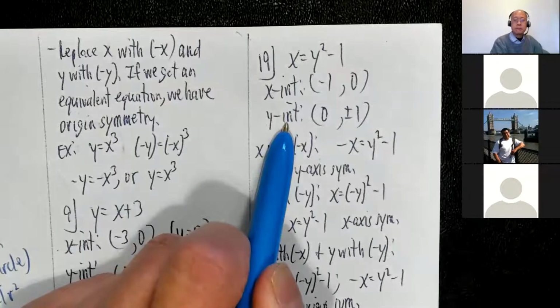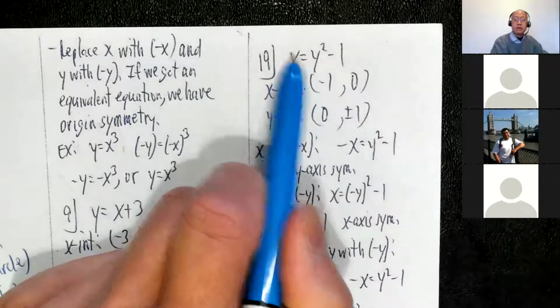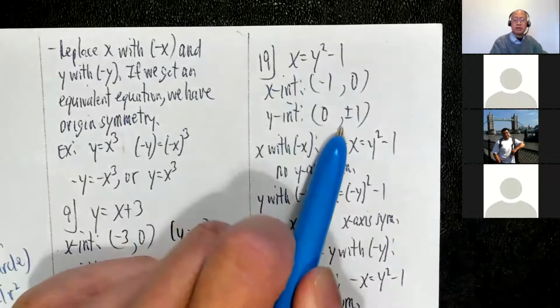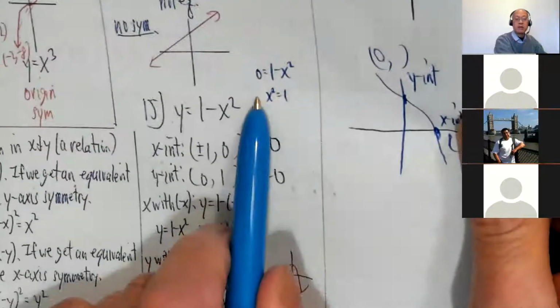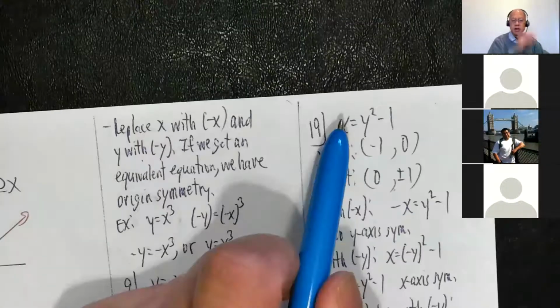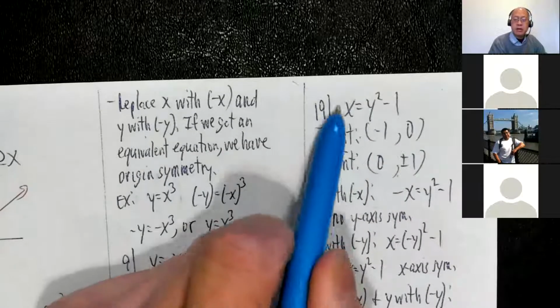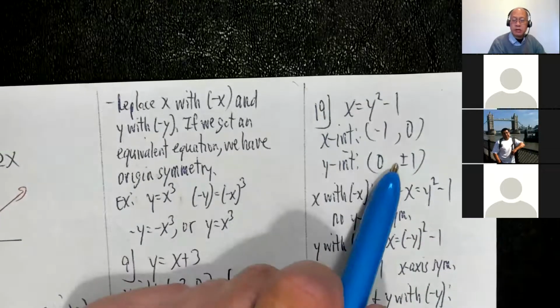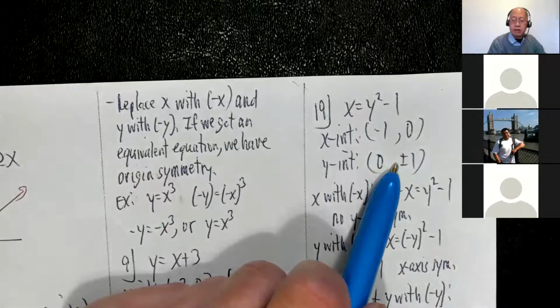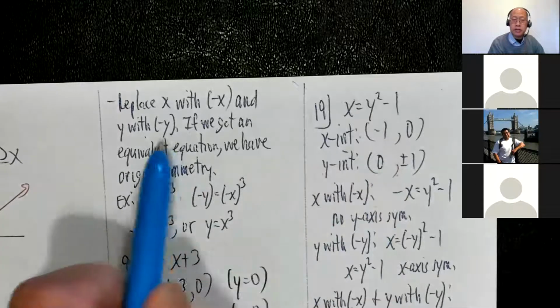Y-intercept, plug in x is 0. Well, the algebra is the same as the previous problem. It's plus or minus 1, right? The algebra is the same as what we did over here, almost. Put a 0 here. 0 equals y squared minus 1. Y is plus or minus 1. Okay, this time I'm not going to bother to graph it. Let's just go straight to the analysis.